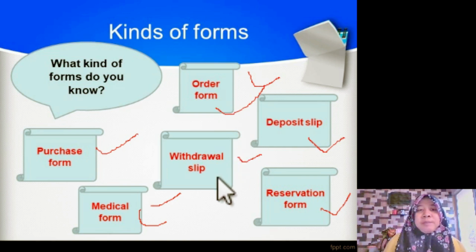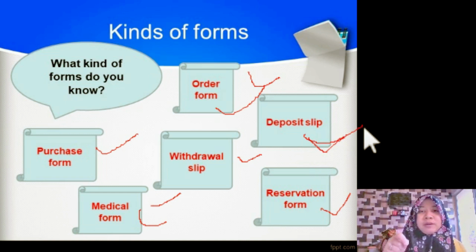And then next, withdrawal slip. Withdrawal slip, if you want to go to the bank and you want to withdraw your money from your bank account, you have to fill in the small paper like a form. You write down your name and then your account number, and then also how much money you want to withdraw. Okay, you see the point. And next, deposit slip. If you want to save your money in the bank, you have to fill in the deposit slip. You write down your name also, and then your account number, and also don't forget to write down your phone and your address, and also the amount of money that you want to save in that bank.